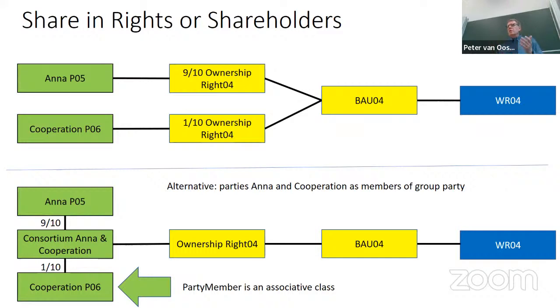Another way of modeling exactly the same situation in LADM, and there is no way of saying what is better, is that the 2 persons, the 2 parties, make a group or a consortium. And then the right is not split into 2 shares, but the right is completely attached to the consortium. And then the consortium has members, and Anna is a member, and the corporation is a member. The corporation has a smaller share, 1/10, and Anna has a 9/10 share.